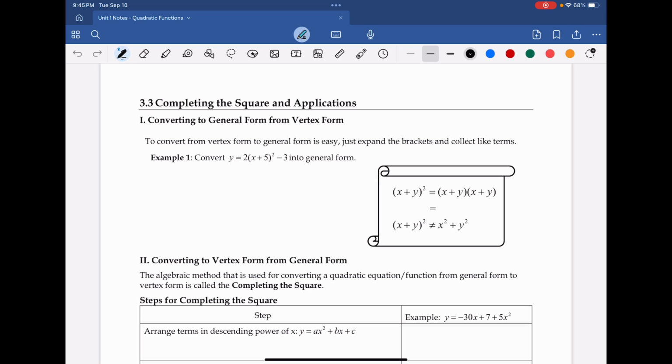So we've done a bunch of work with vertex form. We've broken apart the vertex form in terms of what it means transformational wise. But now what we want to do is see the connection it has to not only applications, but how we can go backwards and forwards between the general form and vertex form.